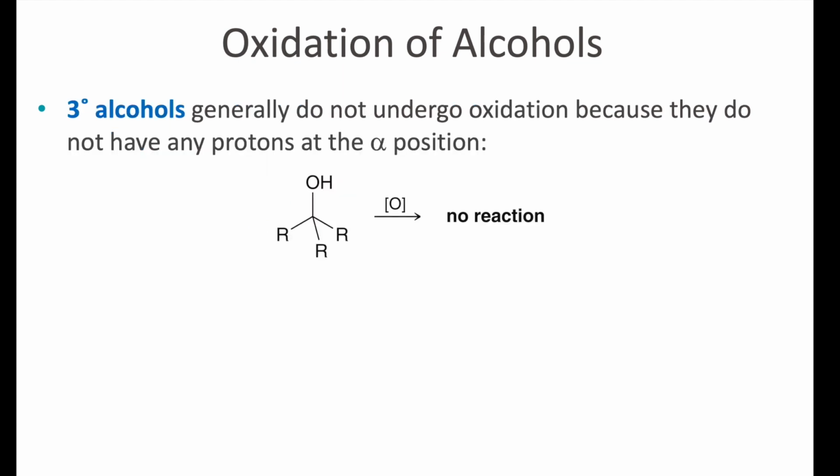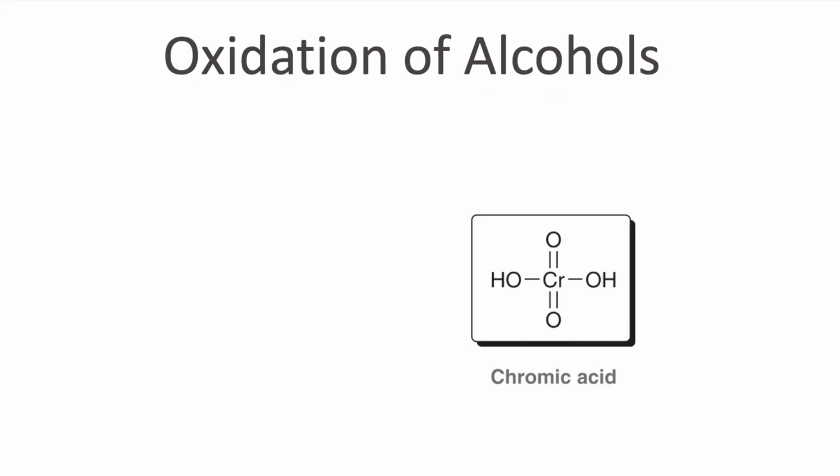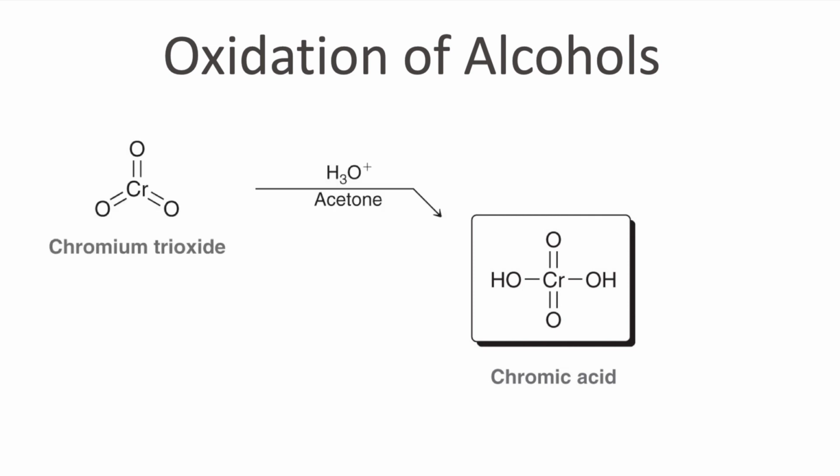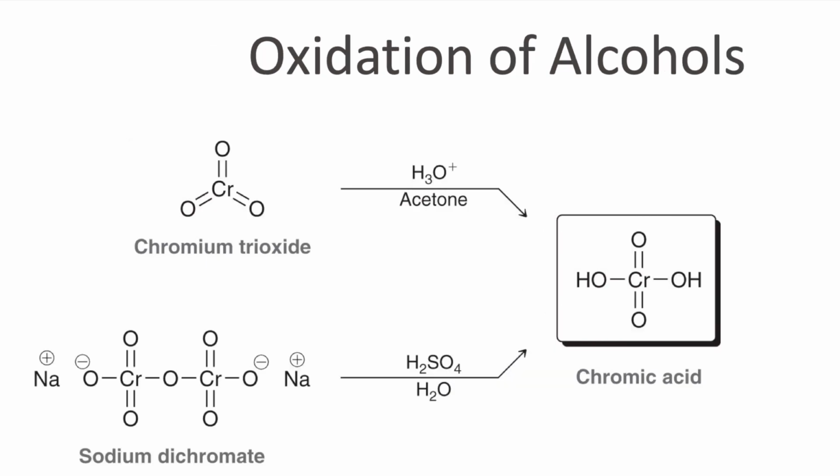And lastly, what happens if you're a tertiary alcohol, meaning that you have no hydrogens connected to that alpha carbon, the carbon connected to the oxygen? In this case, you can't oxidize it, so there is no reaction if you try to oxidize it. So the most common oxidation reagent is chromic acid. You can make that when you add chromium trioxide with acidic acetone, or you can use sodium dichromate with aqueous sulfuric acid. The common name for chromic acid is the Jones reagent.